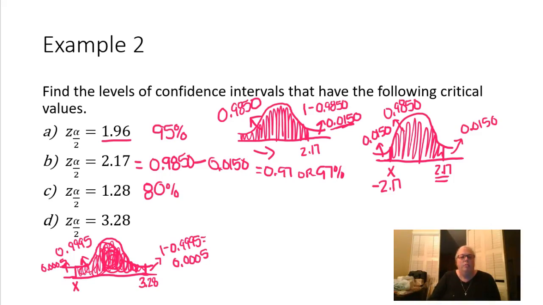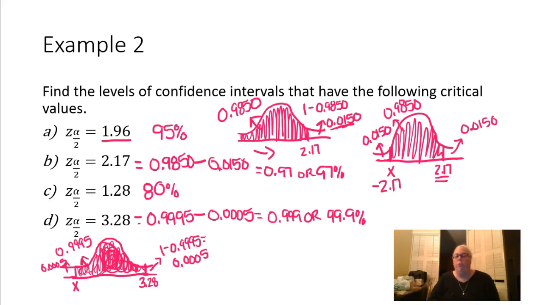And so the question is, how much area do we have left in here? And the answer is, it's my original area, which was 0.9995, minus this part that I just now opened up, the 0.0005, and that's going to give me 0.999 or 99.9%. So that's one way you can find the critical value if it doesn't show up on the z line of your table A3.